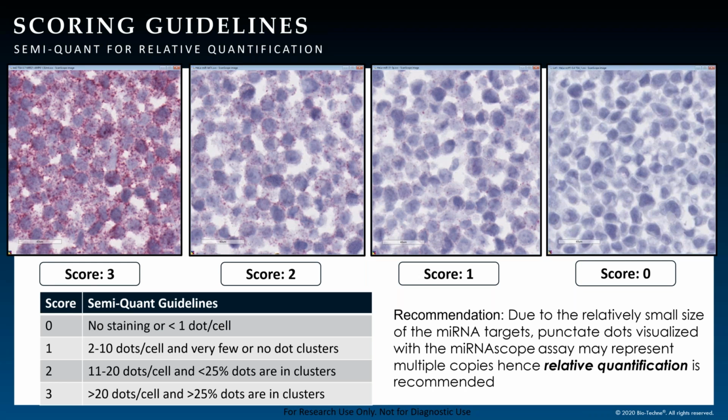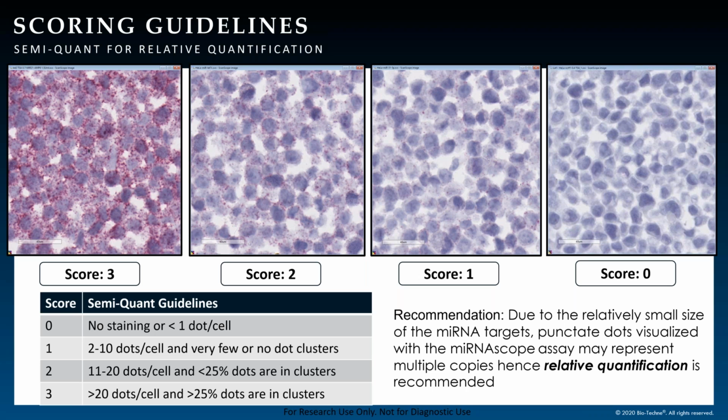The miRNAscope assay data could be analyzed with either semi-quantification or a single cell analysis with a software analysis tool such as HALO or other open source software analysis tools. The semi-quantification scoring criteria shown here is specific for the miRNAscope assay and provides guidelines for target expression levels as counted by dots per cell.